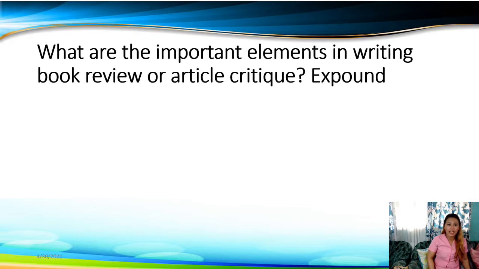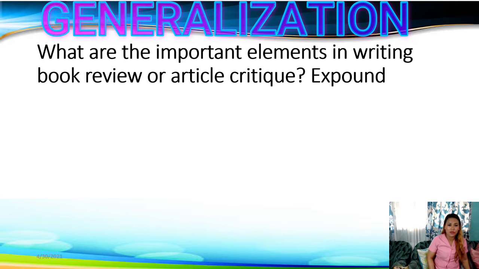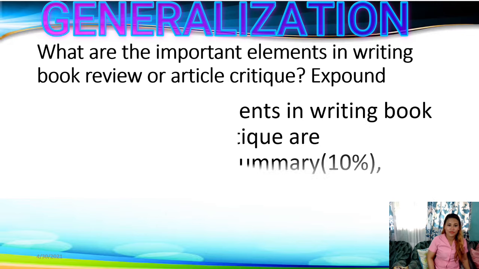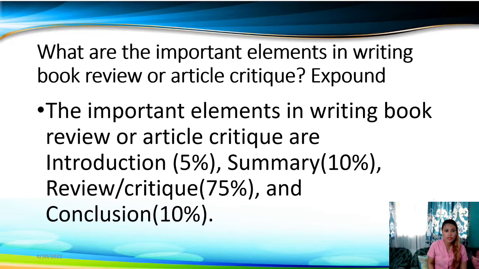What are the important elements in writing a book review or article critique? I want you to expound it. The important elements in writing a book review or the article critique are: first is the introduction, second is summary, third is review or the critique itself, and the last is conclusion. But I want you to expand further based on your understanding of the discussion. So write your answer in your answer sheet.